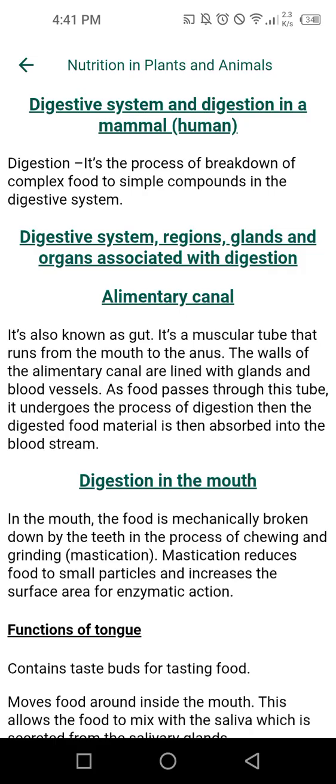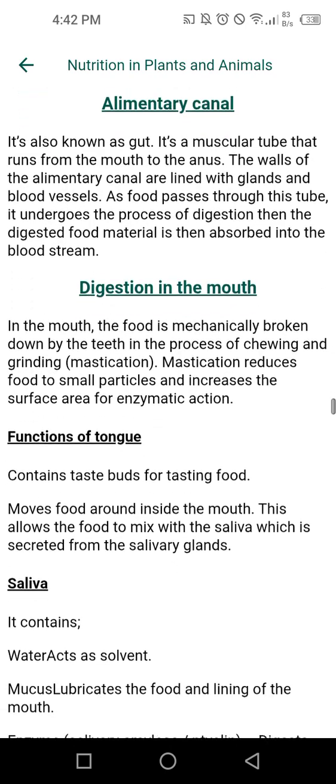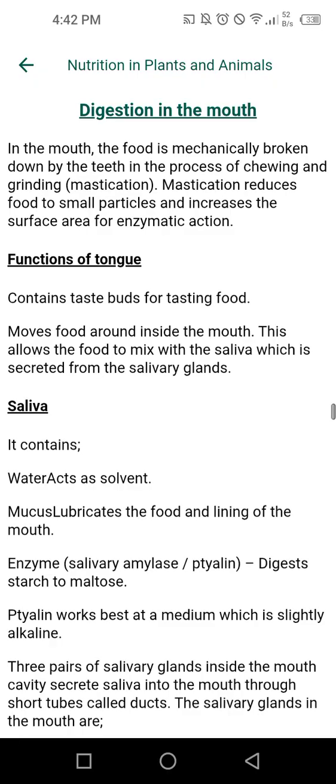The walls of the alimentary canal are lined with glands and blood vessels. As food passes through this tube, it undergoes the process of digestion, then the digested food material is absorbed into the bloodstream. Digestion in the mouth. In the mouth, the food is mechanically broken down by the teeth in the process of chewing and grinding, mastication. Mastication reduces food to small particles and increases the surface area for enzymatic action.